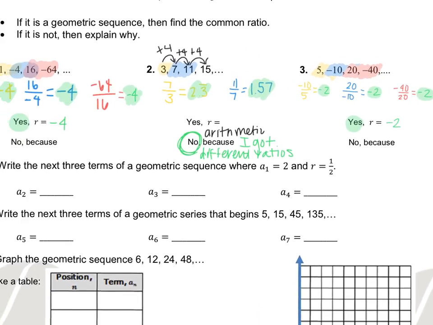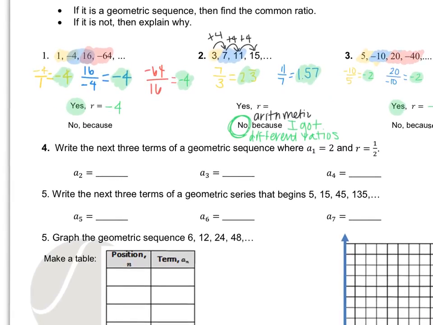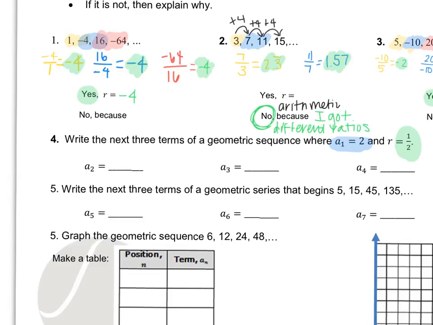Okay, let's look at problem 4. Write the next 3 terms of a geometric sequence where A1 equals 2. Remember, if they're giving us A1, they're telling us where to start. And R is 1/2. That means every time I am multiplying by 1/2 to get the next number in my pattern. So I'm going to go over here and write A1, because they don't have a blank for it at least. So A1 equals 2.